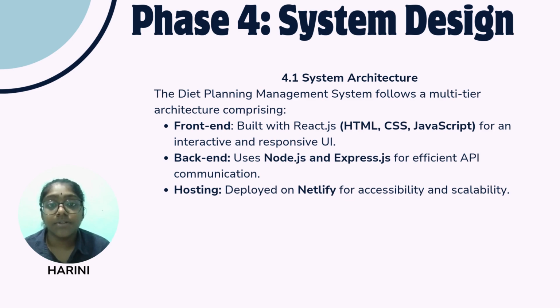Now I'm going to explain the fourth phase, which is system design. The diet planning management system follows a multi-tier architecture comprising the following. The first one is the front end, built with React.js, which is HTML, CSS, and JavaScript, for an interactive and responsive UI. The second one is the back end, which uses Node.js and Express.js for efficient API communication. The third one is hosting, deployed on Netlify for accessibility and scalability.